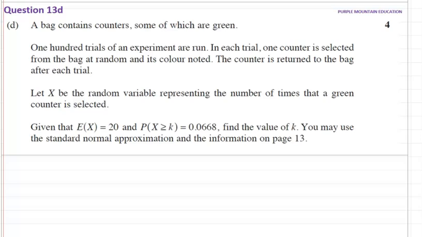Given that the expected value of x is 20, and the probability that x is greater than or equal to k equals 0.0668, find the value of k. You may use the standard normal approximation of the information on page 13. Pause here to try yourself.